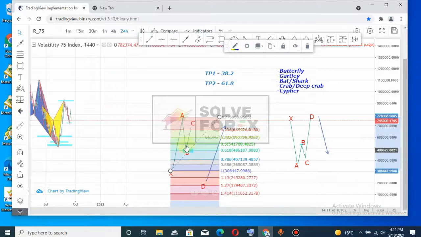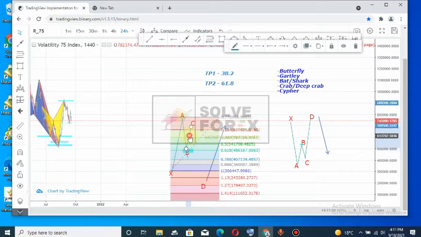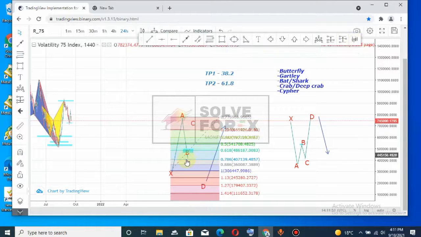Guys, if it retraces to 786, a butterfly must retrace to 786 there. This middle part must go up and come back. That's what we call a retracement. When it comes back and retraces and doesn't break the 786. If it retraces to 786 right here, then that's when you can confirm that that's your butterfly pattern.